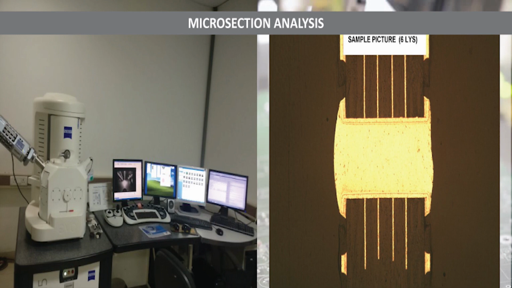The cross-section or microsection analysis is considered a destructive analysis to analyze the quality of the manufactured board. These key parameters are determined during the cross-section analysis: basic copper thickness, copper plating thickness, etch-back dimensions, total copper thickness, solder plating thickness, and dielectric thickness.